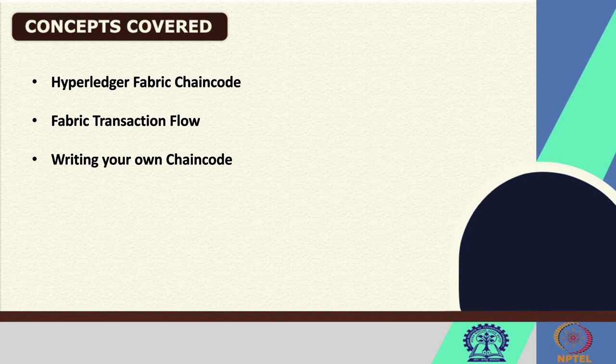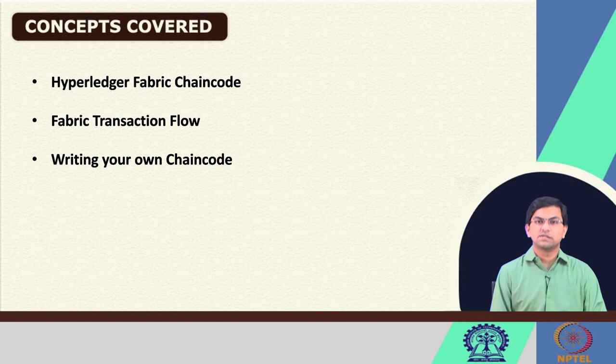So, till the last lecture we saw how we can use Hyperledger Fabric in a test network and install some smart contracts as chain codes and do some transactions. In this particular lecture we will go through Hyperledger Fabric chain codes. We will learn how to write Hyperledger Fabric chain codes and how the chain code transaction flow works. So, when we execute a transaction, what happens in a Fabric network, and then we will see how to write your own chain codes.